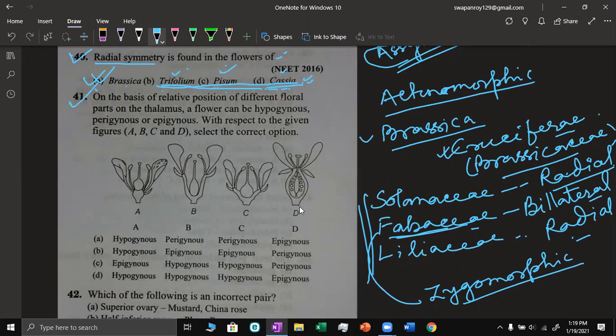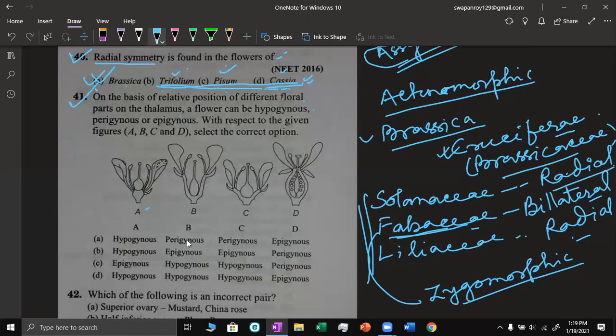question 41. The flower sketches of different types of flower have been given. Which one is hypogynous, perigynous, epigynous? On the basis of relative position of different floral parts on the thalamus, a flower can be hypogynous, perigynous, epigynous, that we have learned. And here in A, B, C, D, we have to select which one.